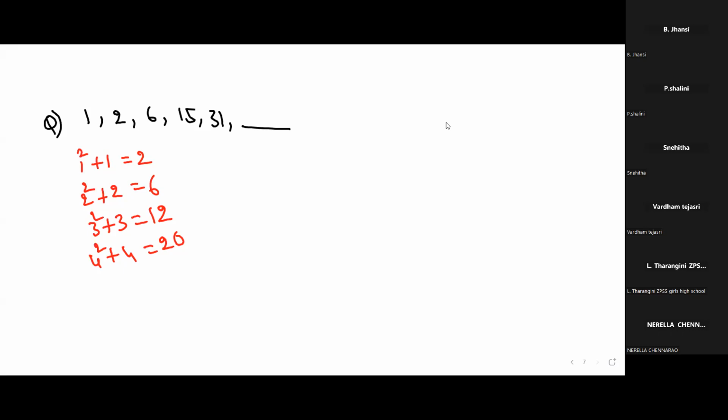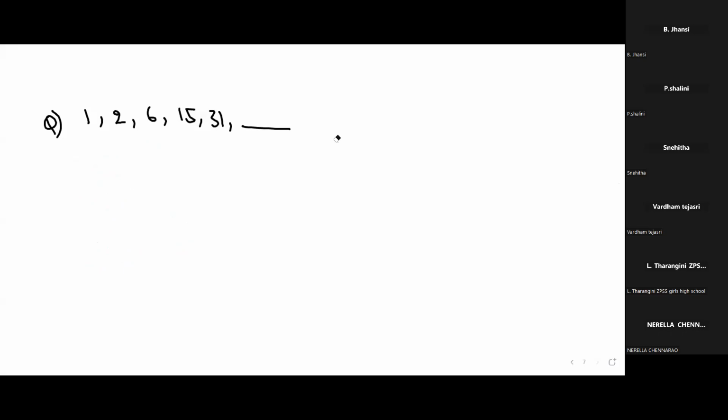It can't be like this. Some of you are writing 1 into 2, 2 into 3, 6 into 2 plus 3 plus 1, 31 into 2. It cannot keep on changing like that. Whatever the rule you are following, it should be unique. You cannot keep on changing the logic. I'm not saying that this is correct. This is not valid. That is what I'm trying to tell you.